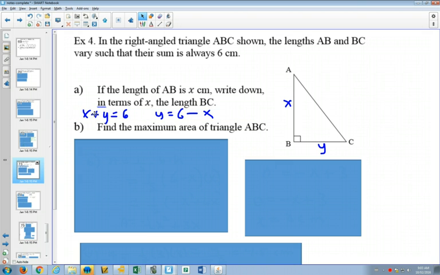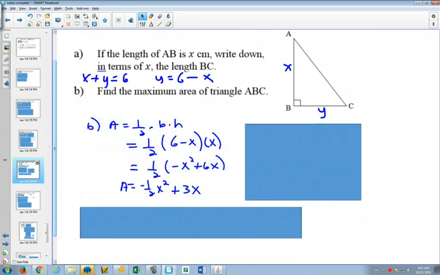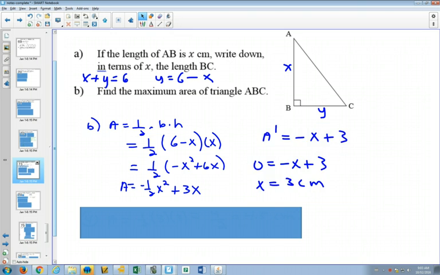So length BC in terms of x, well, you know that both of them have to add up to 6. So if you get the y by itself, which is length BC, you'll get 6 minus x. Now, our area of a triangle formula is 1/2 base times height. So if we plug that in terms of only x, and we multiply it out, we get an area of negative 1/2 x squared plus 3x. And if we take the derivative of that, we just get negative x plus 3. Solving for x tells us that x needs to be 3 centimeters.